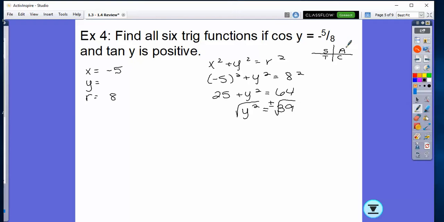In quadrant 1, everything's positive. So we know we're not in quadrant 1. And when else is cosine positive? Quadrant 4. So that means we had to be in either 2 or 3. In which of those is tangent positive? 3. In quadrant 2, sine is positive, so tangent's negative. So we know we're in quadrant 3. If you're in the third quadrant, would your y be positive or negative?